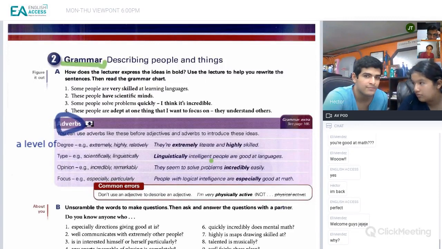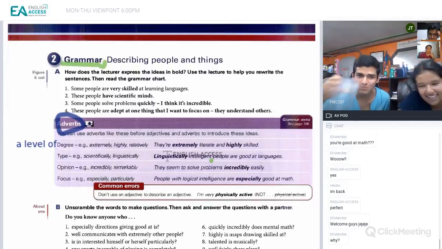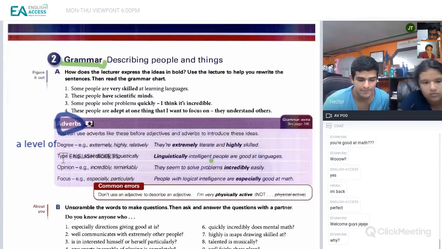Now, Yarin, can you read the next line, please? Linguistically intelligent people are good at languages. Now, check how here linguistically is an adverb of type. An adverb, yes. The next line, Torres?